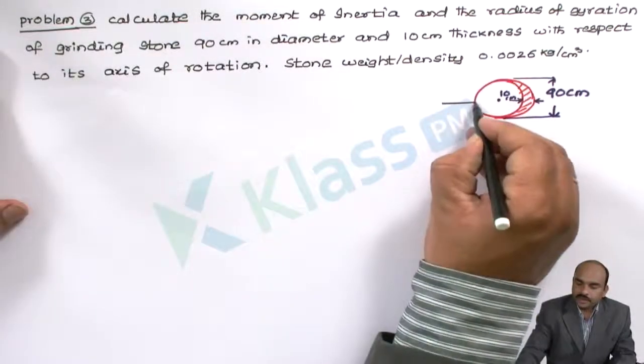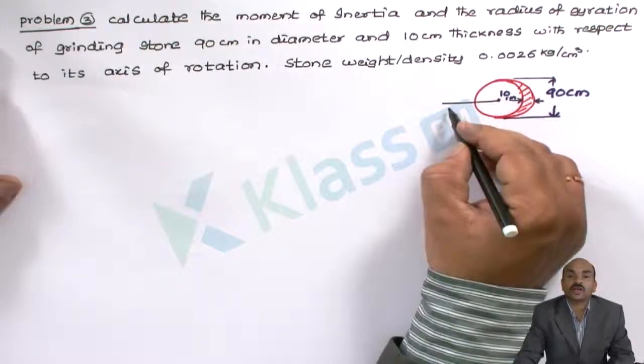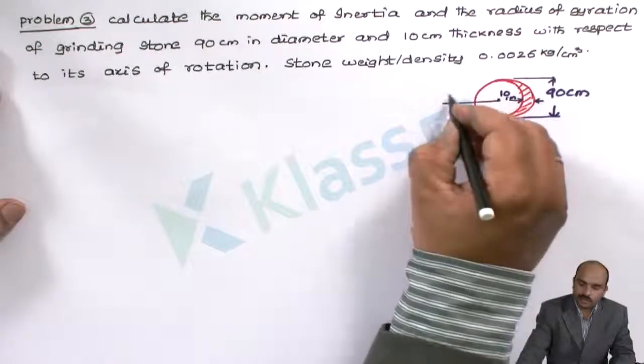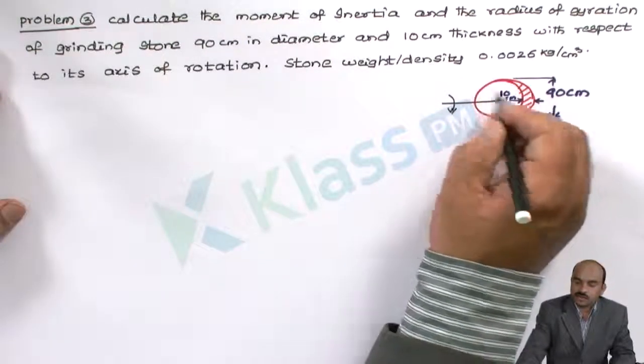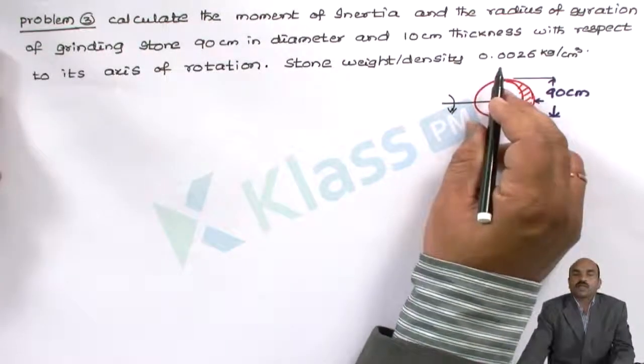Now this is the center of this grinding stone, that is centroidal axis. So with respect to this axis it will be rotating. With respect to this axis, this grinding stone is rotating. So stone density is given. So let us solve this problem.